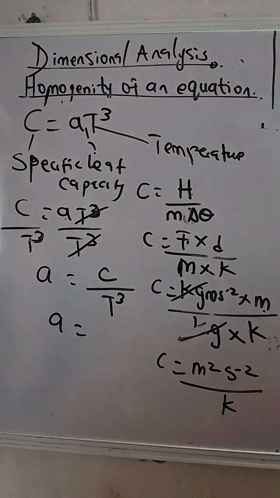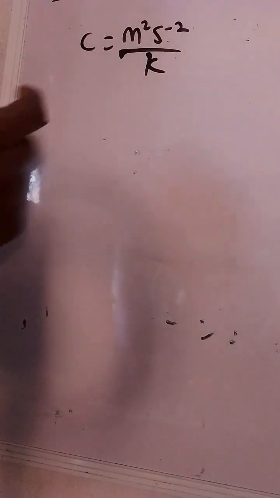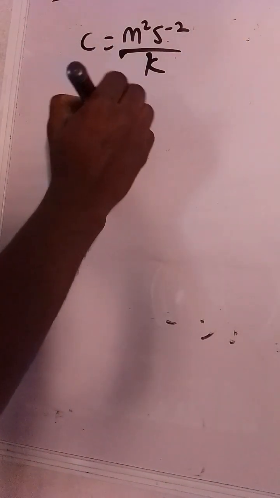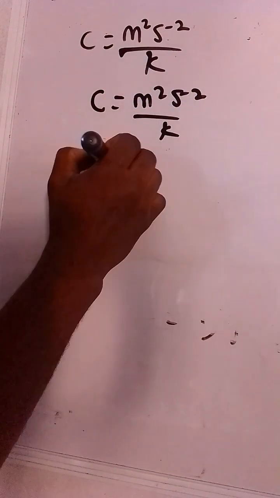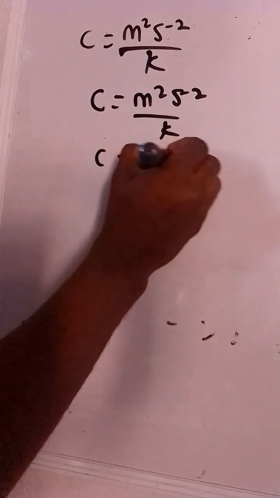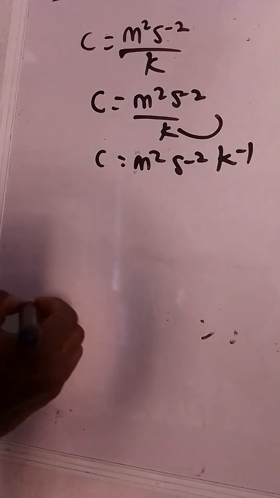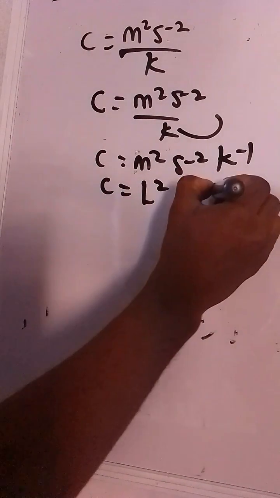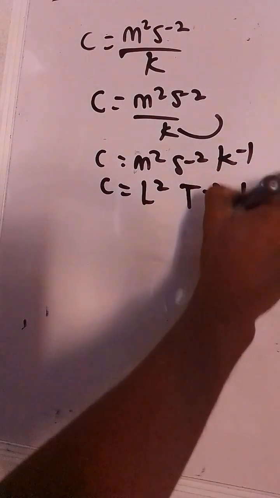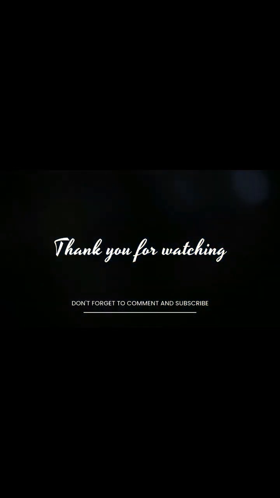Are you guys getting my point? That means I cannot leave it like that. So I can write that C is equal to m square s raised to power minus 2 over K. That's going to be C is equal to m square s raised to power minus 2, and this K will go up, that's going to be K raised to power minus 1. I get my point. So the dimension will be C is equal to L square T raised to power minus 2. K doesn't really have dimension, so it is still K raised to power minus 1. Answer.